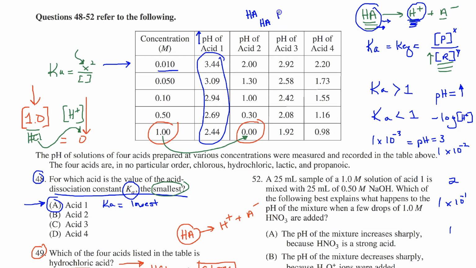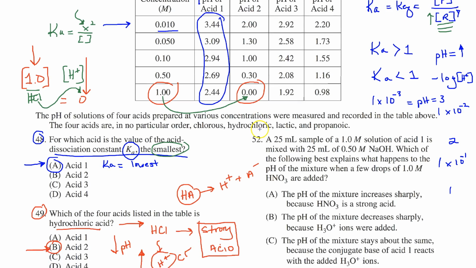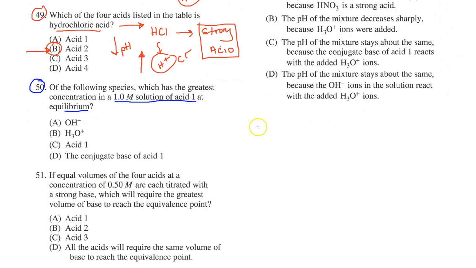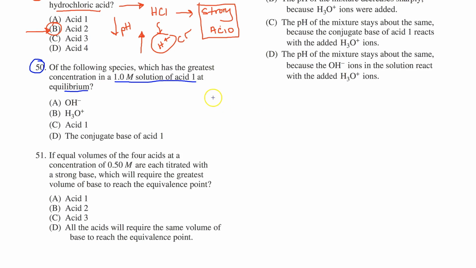undissociated, meaning it's with its proton, HA. A lot more of this is existing, and a little bit of it is H plus with its conjugate base. That has to be clear: this is the weakest acid, which means only a small percentage of it ionizes. That's important as we go through the choices here. So which of the following species has the greatest concentration in a 1 molar solution of the weak acid that barely dissociates? Because it's acid 1 they're talking about.